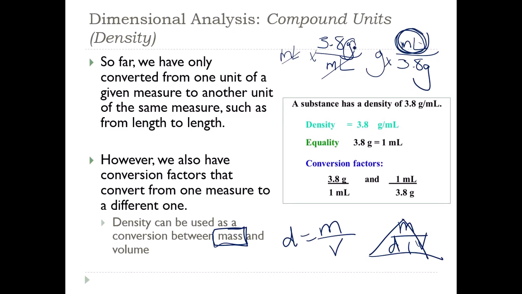So we're going to use density as a conversion factor, either 3.8 grams per mL or 1 mL per 3.8 grams, depending upon what I'm trying to cancel out.